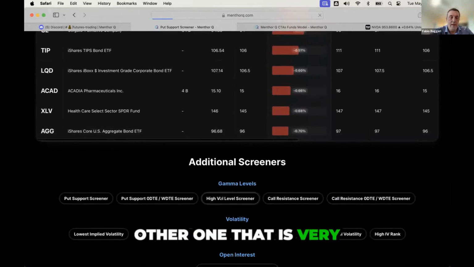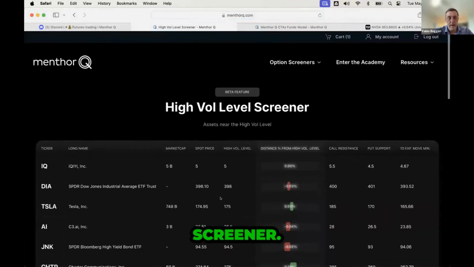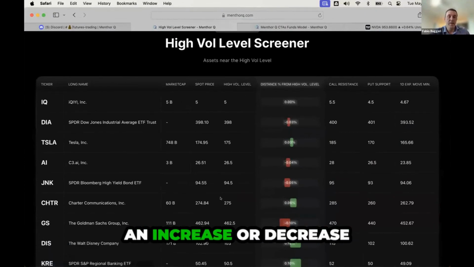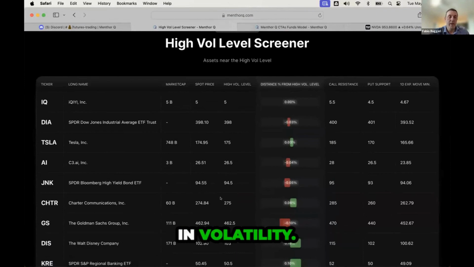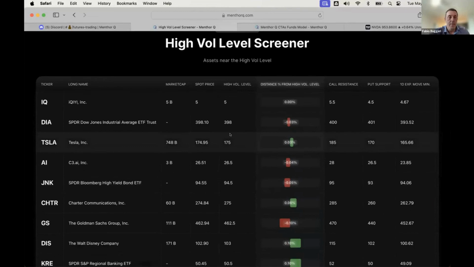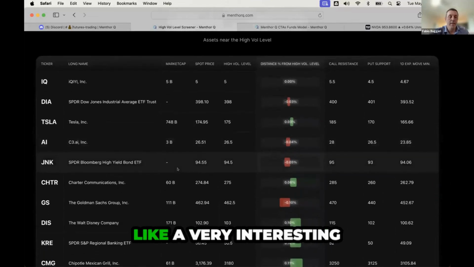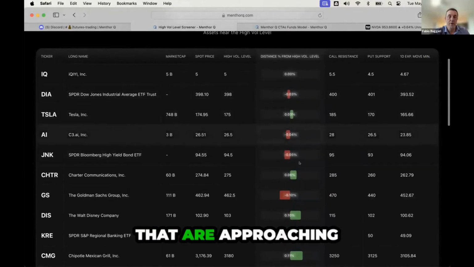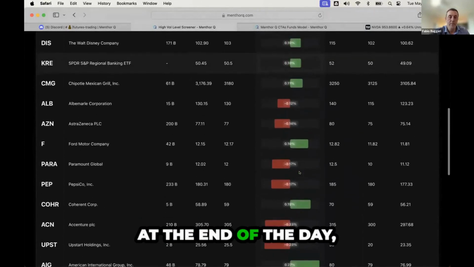The other one that is very relevant is the IVOL level screener. We know that, obviously, as the price approaches the IVOL level, there's potentially going to be an increase or decrease in volatility. For example, Tesla today, we saw a big bounce there. That could become a very interesting screener to have. So you have a list of companies that are approaching that level at the end of the day.